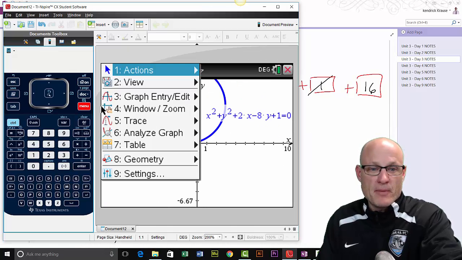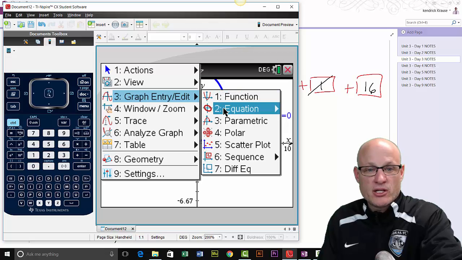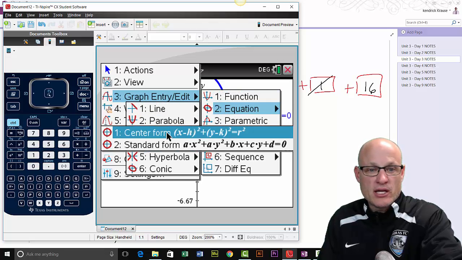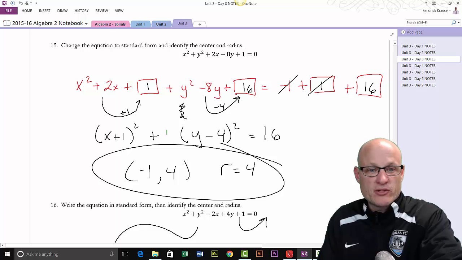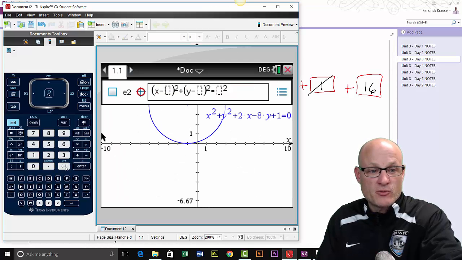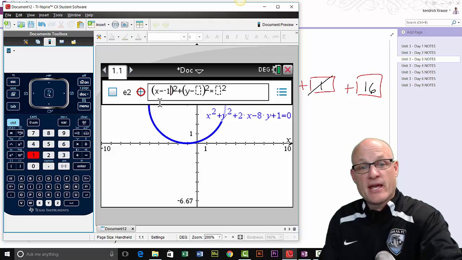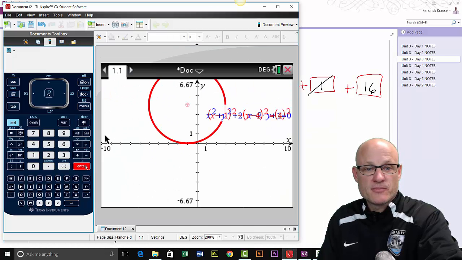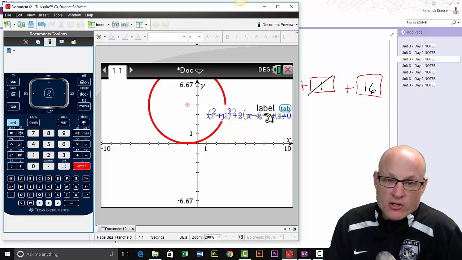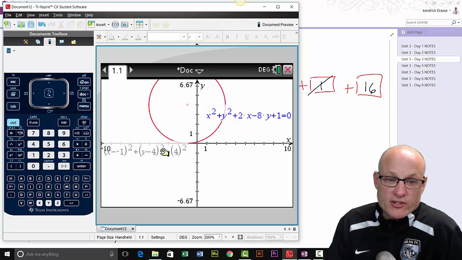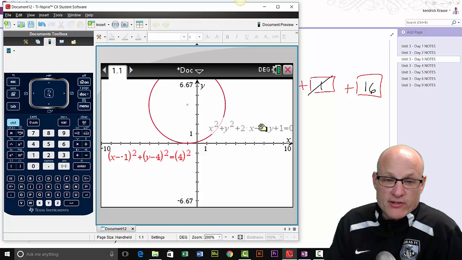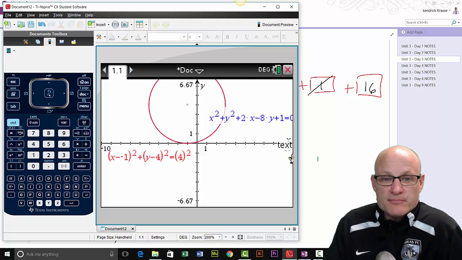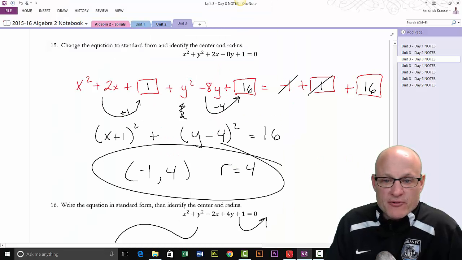But just to see it, we go to menu, graph entry, equation, circle, and we're going to do center radius form. And center radius was x plus 1, and to get a plus 1, you got to do a minus 1 here. And minus 4, that was the part of the equation, and we said the radius was 4. Hit enter, and there it overlaid right on top of it. So you can see now we've got it in center radius form, that'll be in red, and we've got the equation in blue. So let's do it one more time. We're going to do it one more time for this equation.